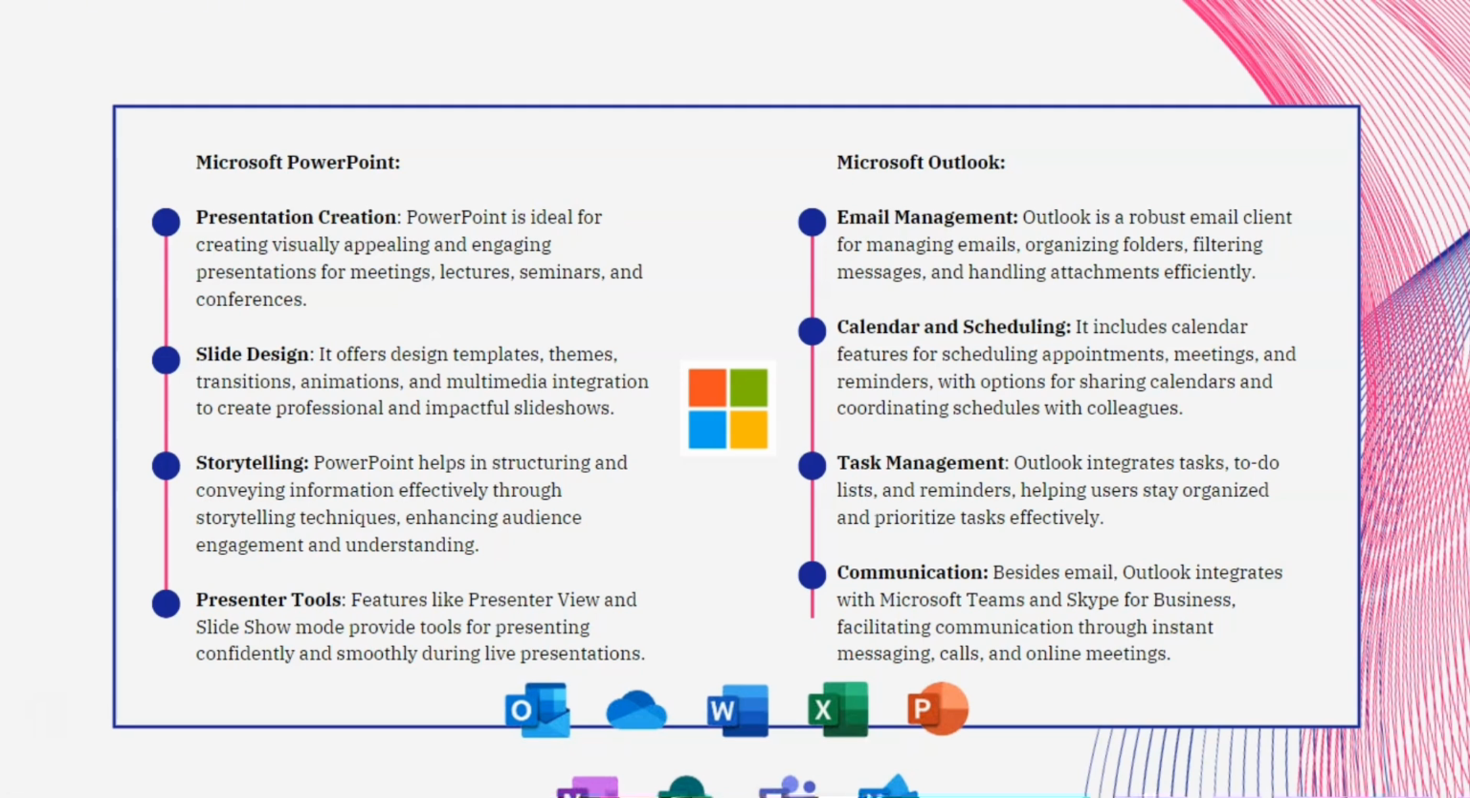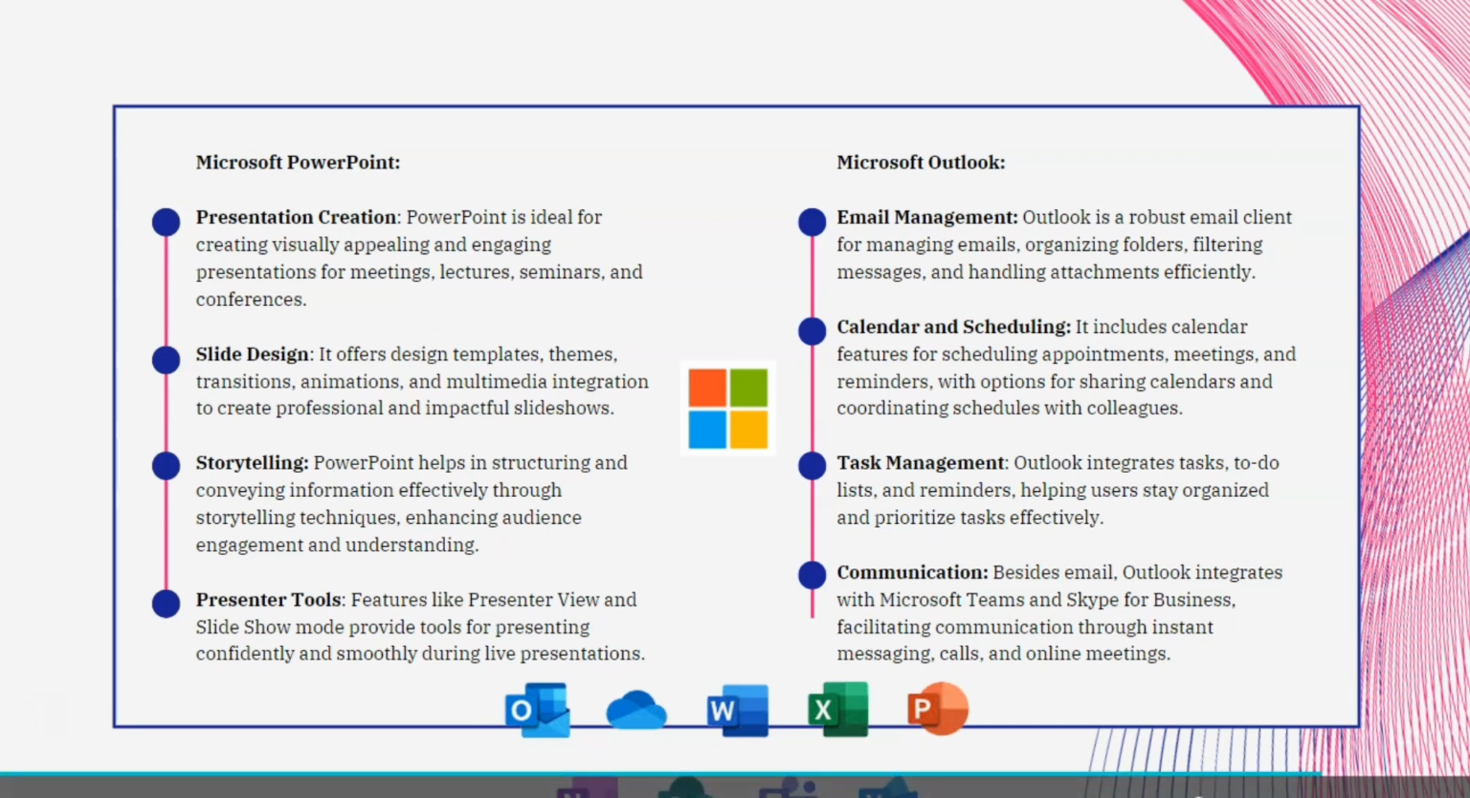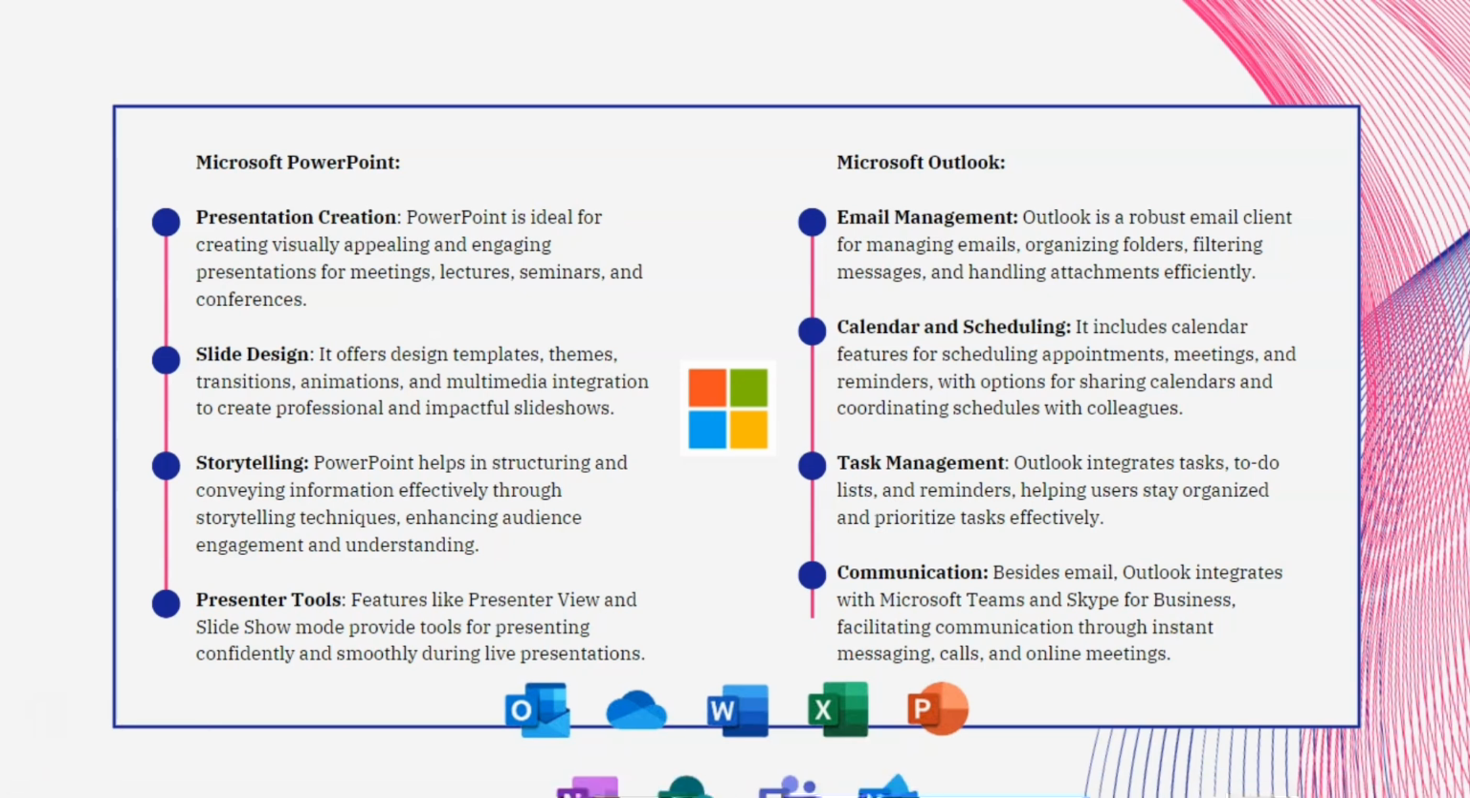Microsoft Outlook is a robust email client for managing emails, organizing folders, filtering messages, and handling attachments efficiently. It has calendar features for scheduling appointments, meetings, and reminders, and it helps integrate tasks and to-do lists, helping you to stay organized and prioritize tasks effectively. Besides email, Outlook integrates with Microsoft Teams and Skype for Business, facilitating communication through instant messages, calls, and online meetings.